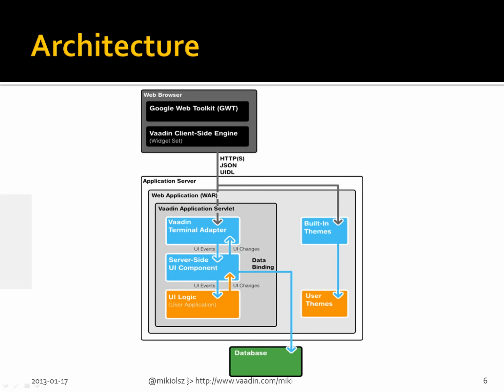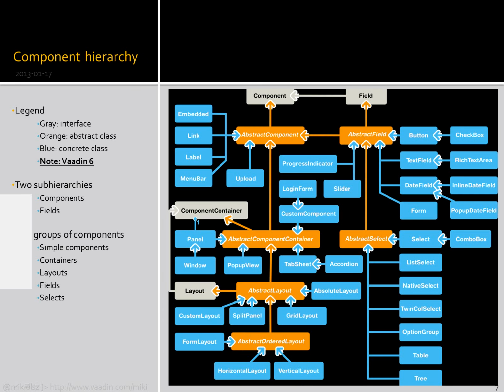So there is an application server, the application archive, and then the application itself, so the servlet with everything, components and logic and themes and things like that. This is a picture that you can also find in the book. It shows all the components in the core of Vaadin and all important abstract classes and interfaces.